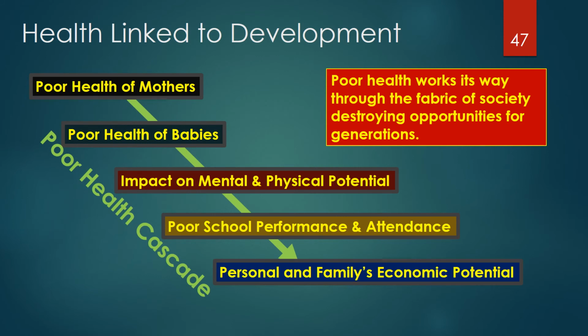Poor health works its way through the fabric of society, destroying opportunities for generations. Poor health is a relentless parasite on countries and presents as an all too familiar and predictable cascade of effects. For example, the poor health of mothers leads to the poor health of their babies. The poor health of children prevents them from reaching their full mental and physical potential. This then results in poor school performance and attendance, and all of this ultimately negatively impacts them and their families' economic potential.